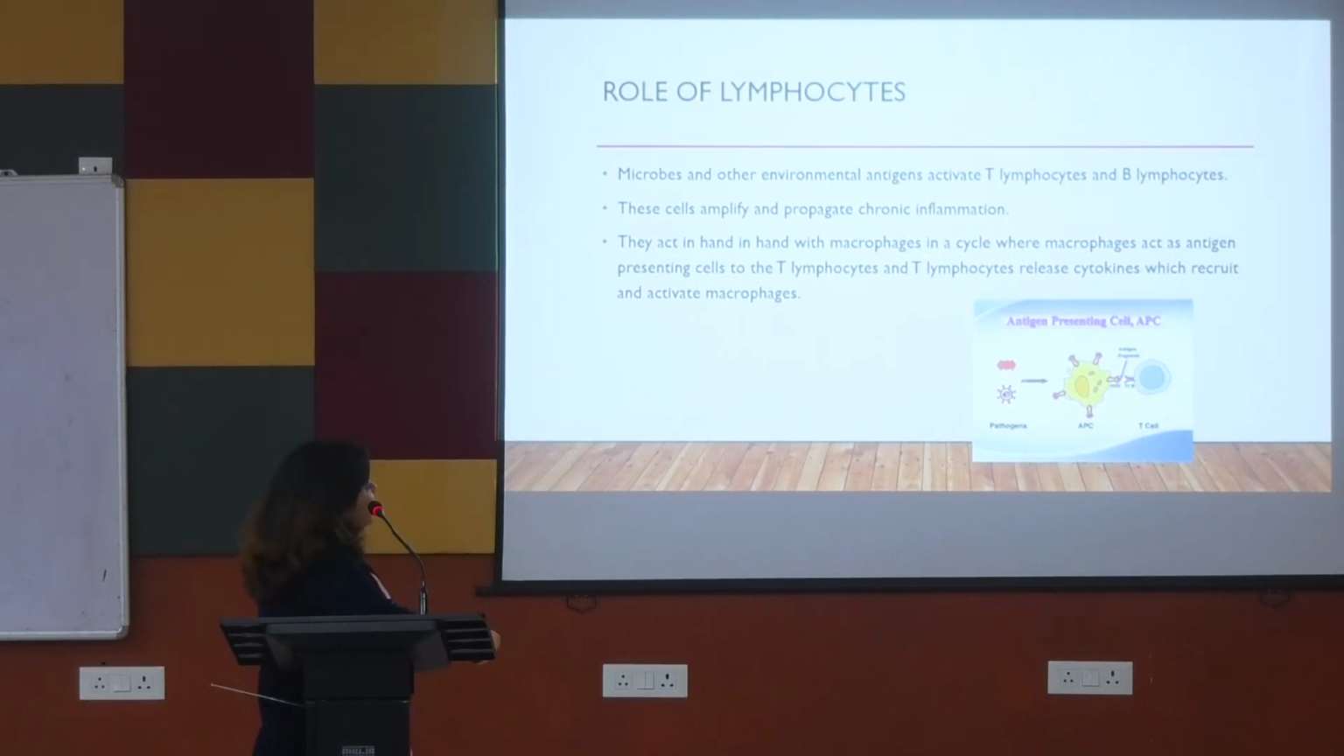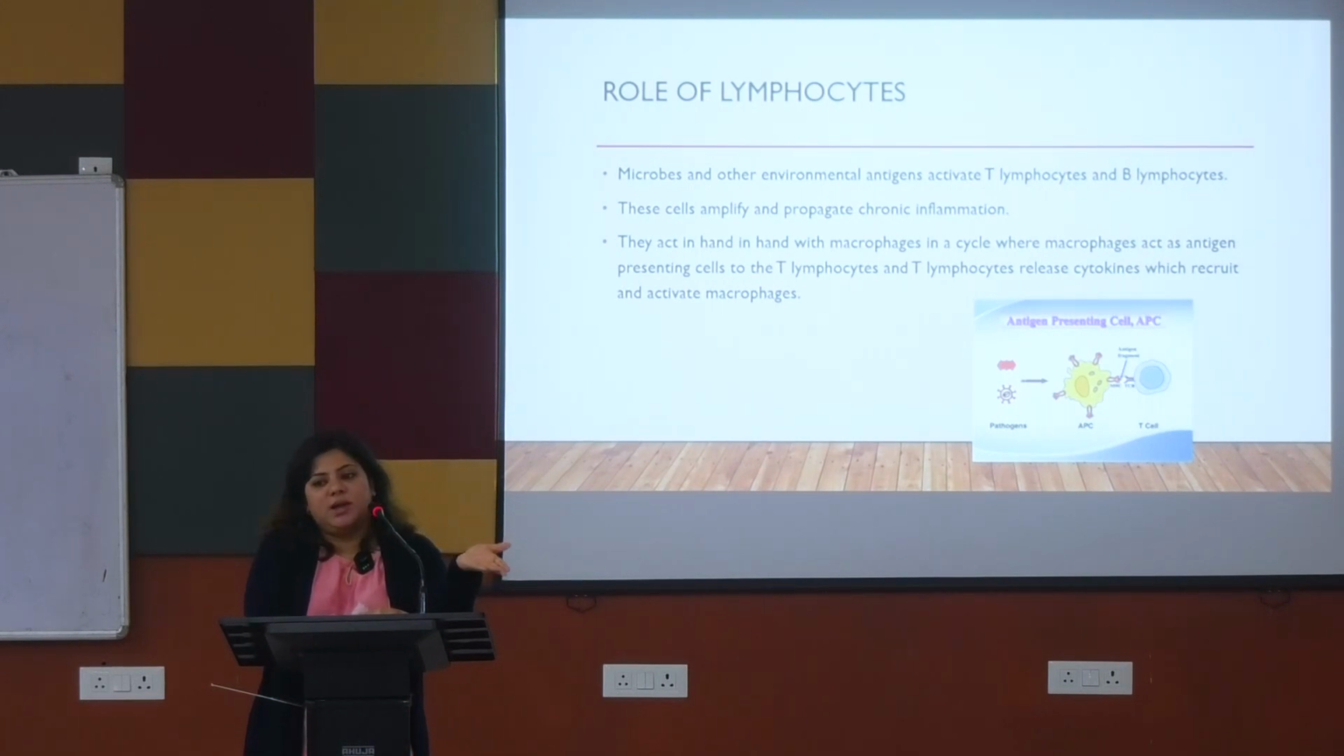They act hand in hand with macrophages in a cycle where macrophages act as antigen presenting cells to the T lymphocytes, and T lymphocytes release cytokines which recruit and activate macrophages. Now what is happening? The macrophage is presenting the antigen or the microbe to the T lymphocytes. The T lymphocyte is secreting the chemokines, which is again attracting more macrophages. The macrophages and T lymphocytes are acting hand in hand with each other.